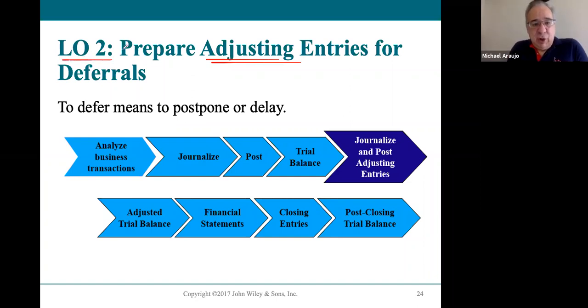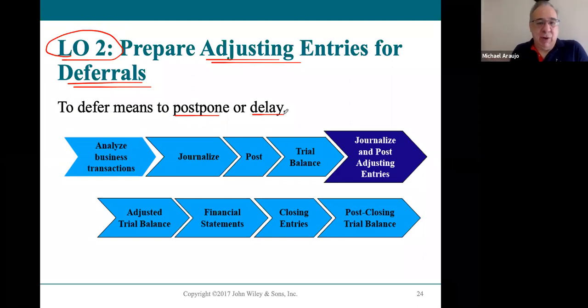Learning objective 2 looks specifically at accounts that we would classify as deferrals, which means we're going to wait or postpone or delay recognizing the revenue, or we're going to wait or postpone or delay recognizing the expense. And so this is our focus today.